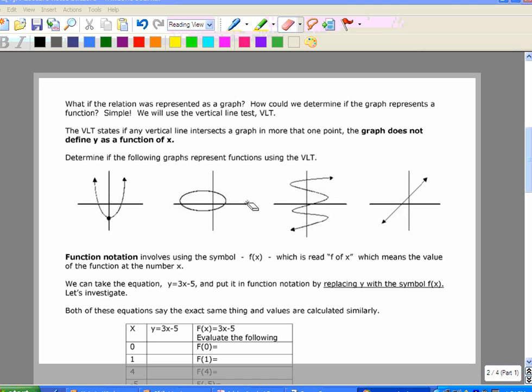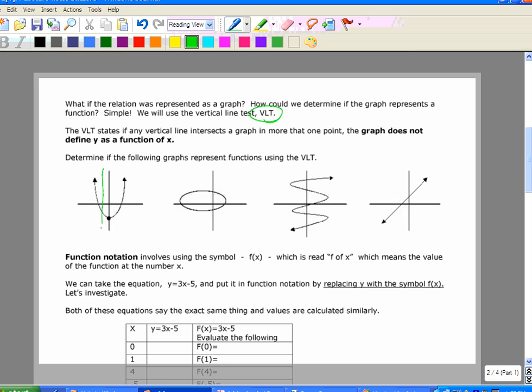Let's continue in section 2.1 with working with more relations, and in this part is trying to find if a graph, which is a relation, represents a function or not. And we'll use a very simple test called the vertical line test. The vertical line test states if any vertical line drawn through a graph intersects that graph at more than one point, then the graph does not define y as a function of x, or it doesn't represent a function. So simply we'll draw some vertical lines through our graphs and see what happens.